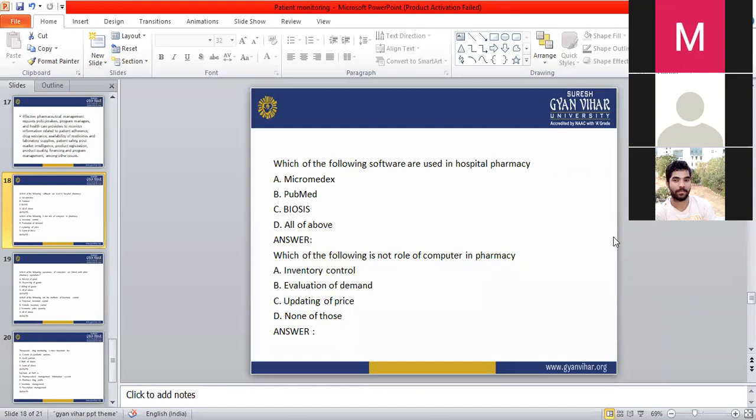आदित्य प्रकाश. Aditya Prakash, tell me the answer. Which of the following is not a role of the computer in pharmacy? Evaluation of demand. Why? This is also done by the computer in pharmacy. Ma'am, because it can evaluate how much demand of that medicine is there.